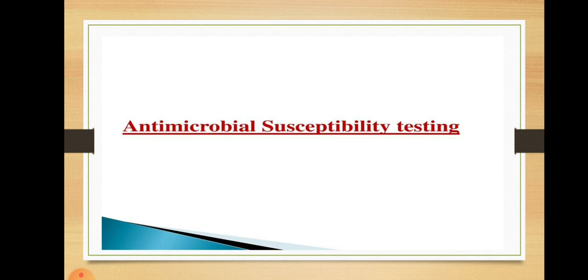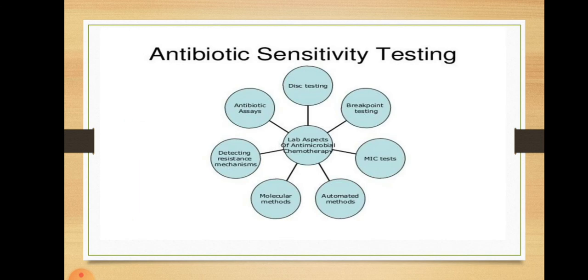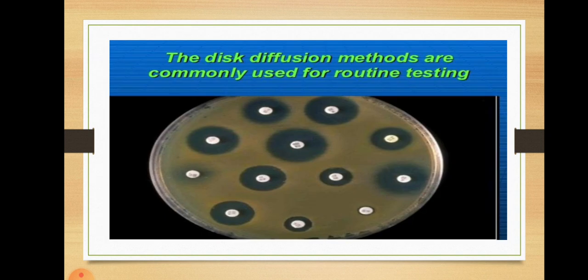Next, moving on to antimicrobial susceptibility testing, or antibiotic sensitivity testing, the laboratory aspects of antimicrobial chemotherapy. In the laboratory, we perform disk testing, breakpoint testing, MIC testing, automated methods, molecular methods, detection of resistance methods, and antibiotic assays. These are various techniques used for testing antibiotic sensitivity in a laboratory.